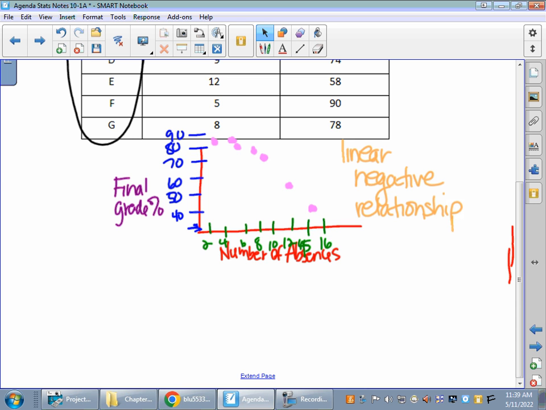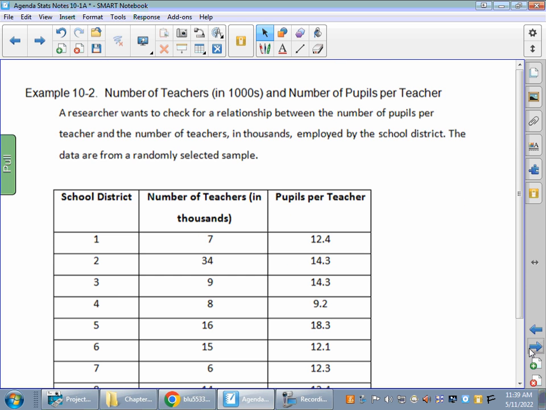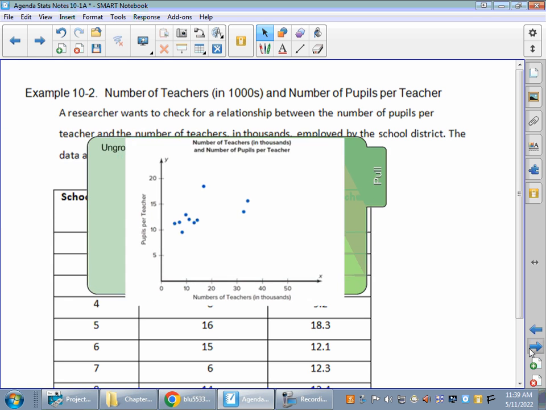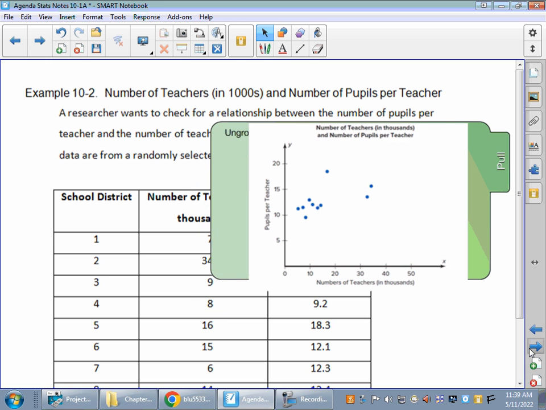We've got another example. I think we can probably skip that. But if I did this, school district 1 through whatever, I've got what that looks like. So what are your thoughts on this? If we're trying to make a relationship between the number of teachers in thousands and the pupils per teacher, I don't really see any kind of clear relationship based on that scatter plot. So we would say it was nonlinear or no relationship.